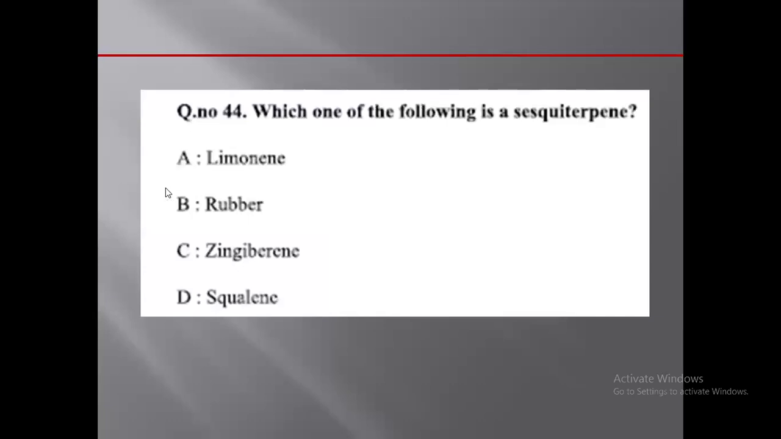Question number 44. Which one of the following is a cis-terpene? Here you just have to write the structure. You should know the structure: A, limonene; B, rubber; C, gingiberine; D, squalene. On the basis of structure, we can solve this problem. Gingiberine contains one monomer of the cis-terpene. So option C is the correct.